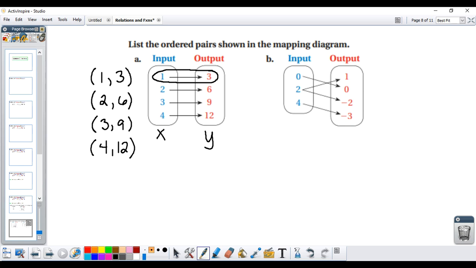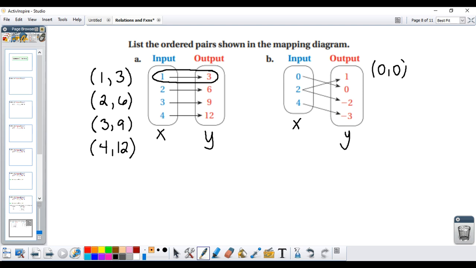Now let's look at mapping diagram B. Again, my inputs are the x's and the outputs are the y's. And I use the arrows to figure out which x goes with which y. So start with 0, it's pointing to 0. So 0, 0 is my first point.